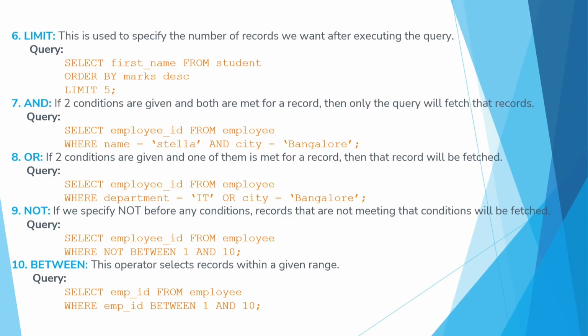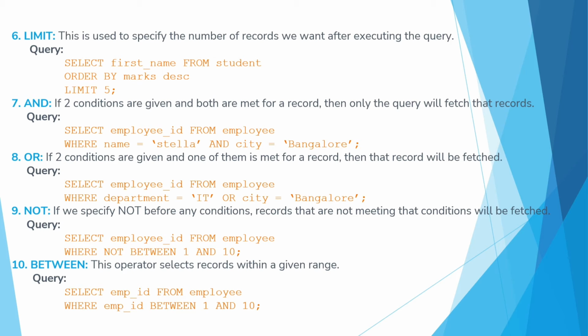Next comes the LIMIT command. This is used to specify the number of records we want after executing the query. Its sample query is SELECT first name FROM student ORDER BY marks DESC LIMIT 5. So here we are limiting the number of records to a value.